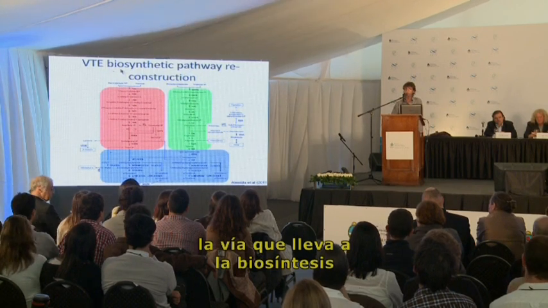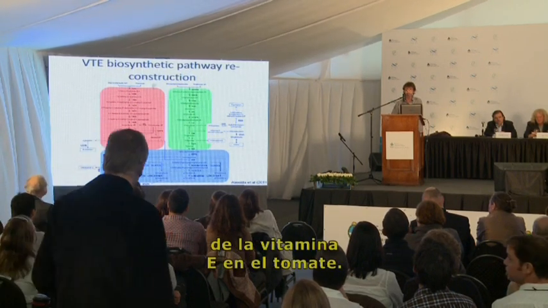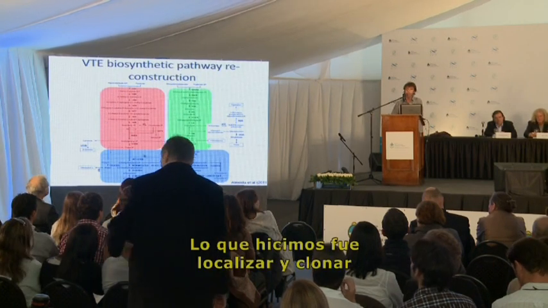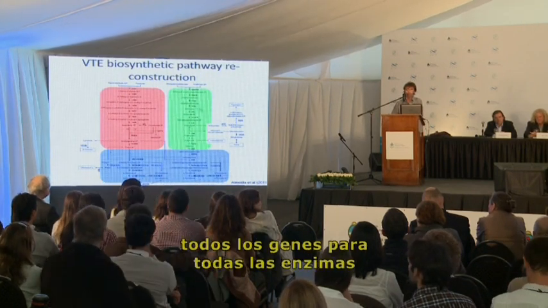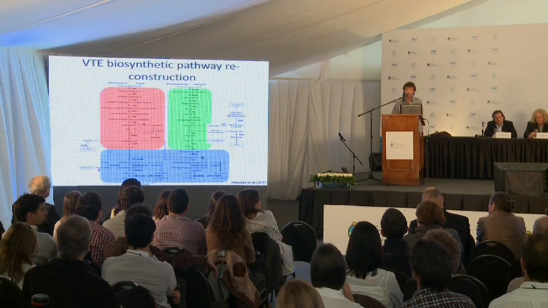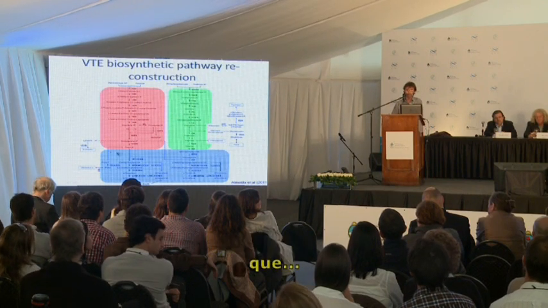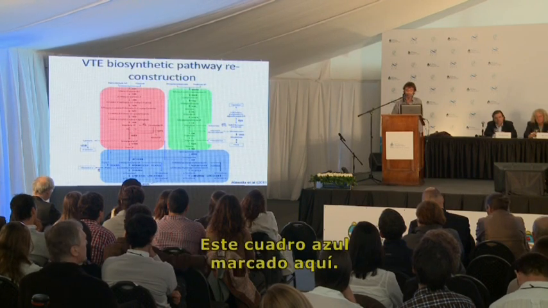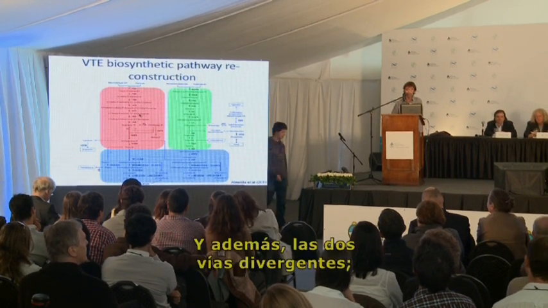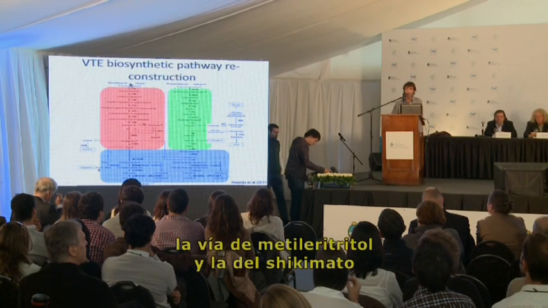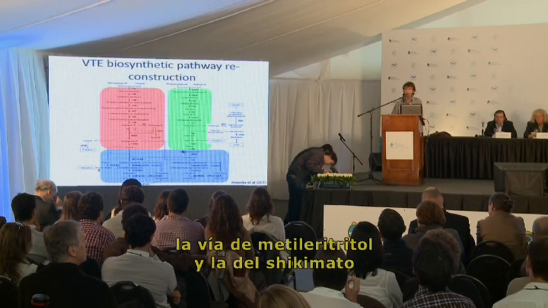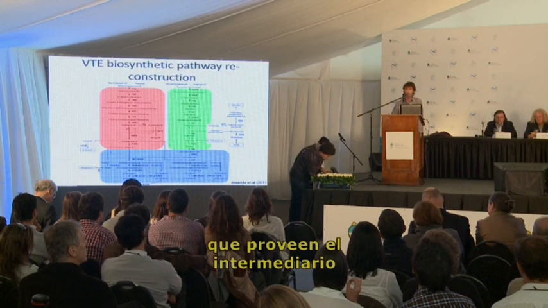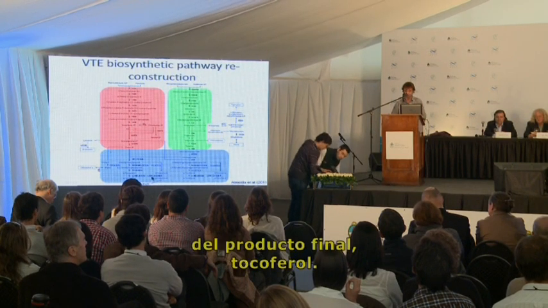What we did next was to try to reconstruct the pathway that leads to vitamin E biosynthesis in tomato. What we did was just localize and clone all the genes for all the enzymes that work in the tocopherol biosynthetic pathway, this blue box marked here, and also the 2 divergent pathways, the methylerythritol pathway and the shikimate pathway, which provide the intermediates for the final product, tocopherol.